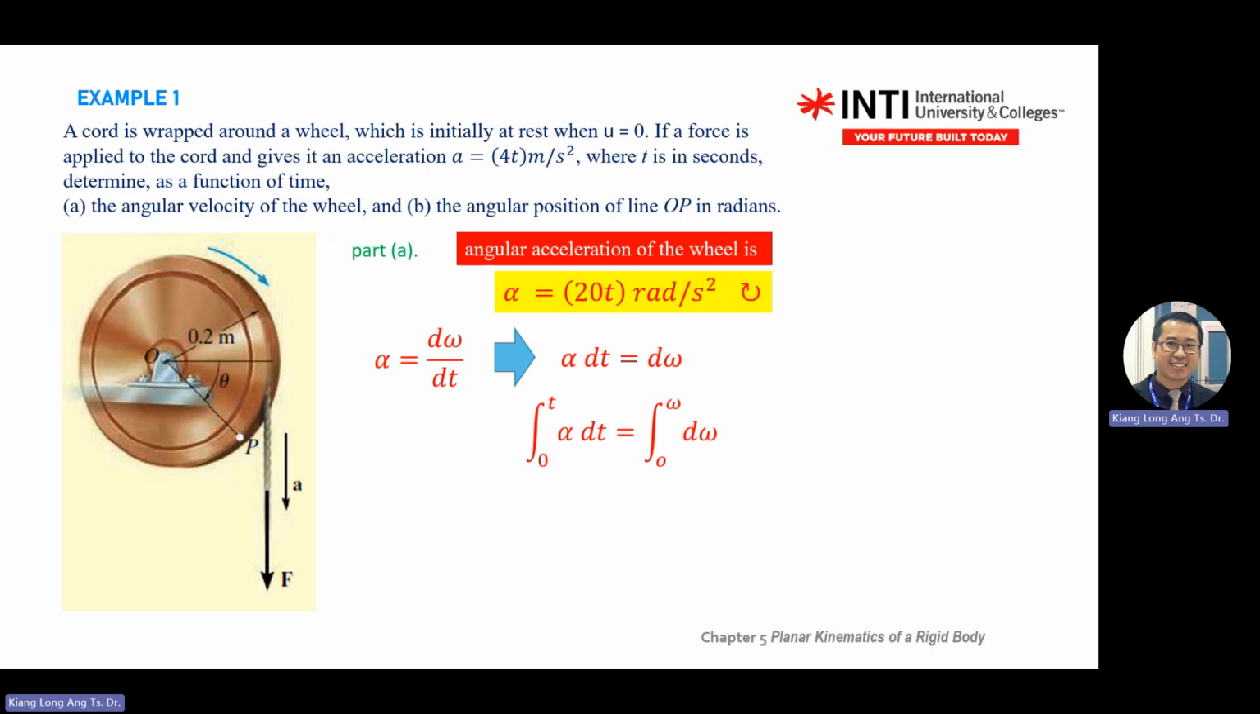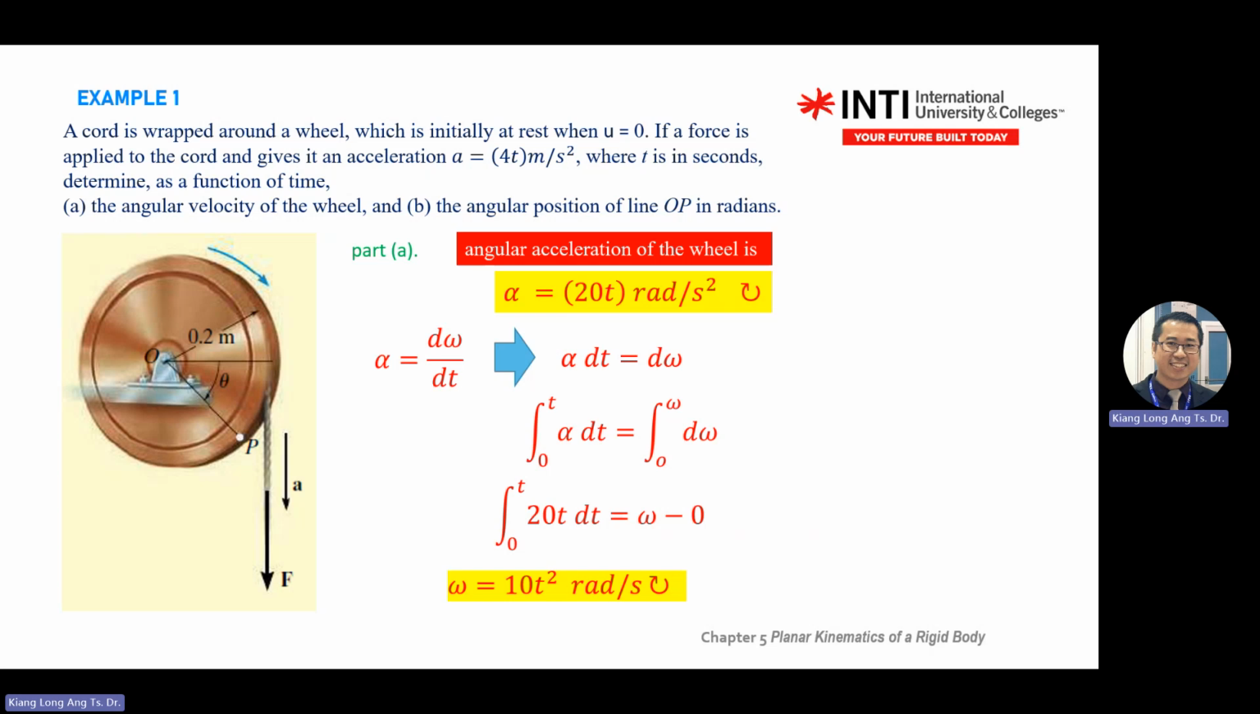On the left hand side, integrate what? Integrate time, because of dt. Right hand side, integrate omega. You need to be careful a little bit with the limits. It tells you initially from rest, so omega 0, t 0. Then you substitute and integrate 20t, equal to 20 times t squared divided by 2. The answer for omega will be 10t squared. Direction clockwise.